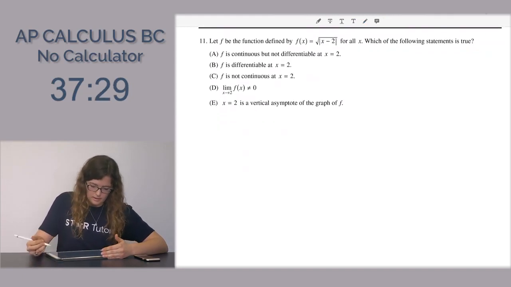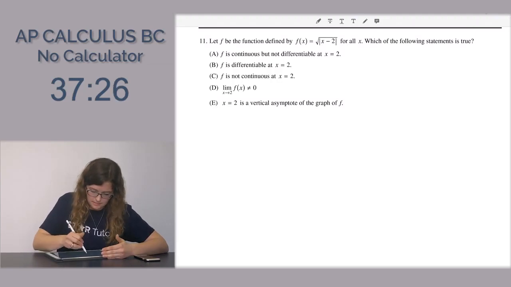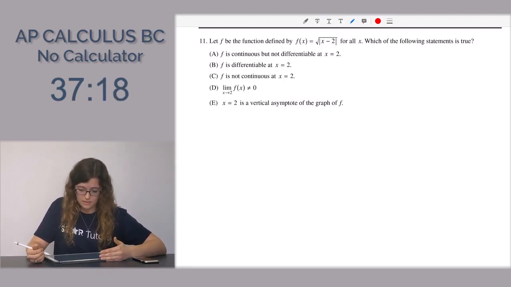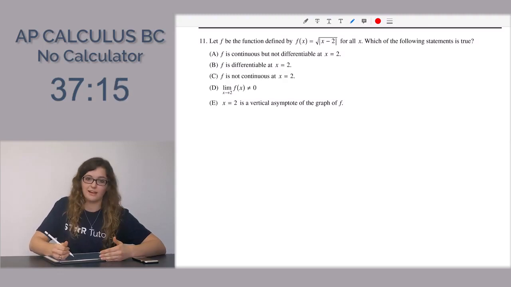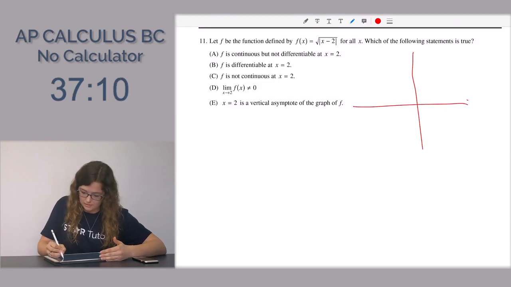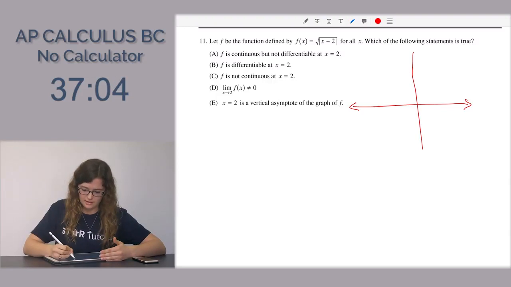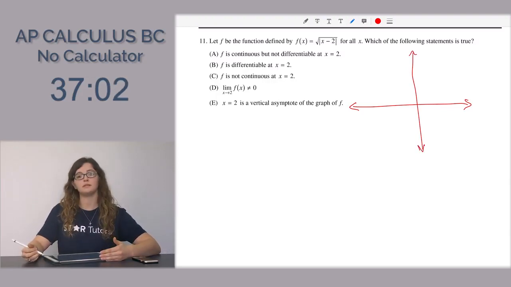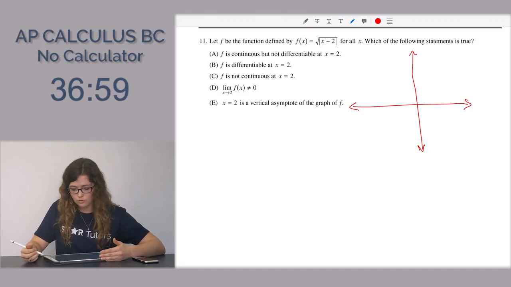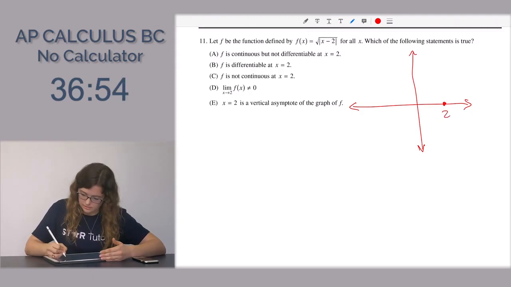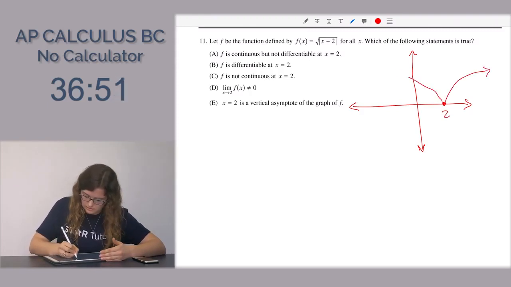Okay. 11. Let f be the function defined by f of x equals the square root of the absolute value of x minus 2 for all x. Which of the following statements is true? Okay, so first of all, I like to think about graphs of these functions. So if you have an idea of what this graph looks like, I recommend drawing it. I know that the absolute value of x looks like a V centered at 0. The absolute value of x minus 2 means that it's shifted to the right 2, and then square rooting kind of square roots both sides. So it's going to look like this is 2. It's going to look like this, and like this.